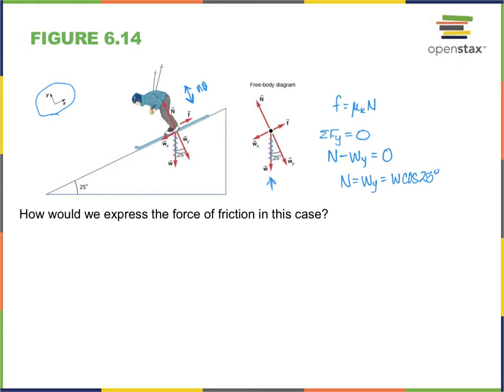Now, if I want to express the force of friction, I say it's the coefficient of friction times the normal. I just found out the normal is this, so it's the coefficient of kinetic friction times the weight times the cosine of 25 degrees. And that is how we're going to express the force of friction.